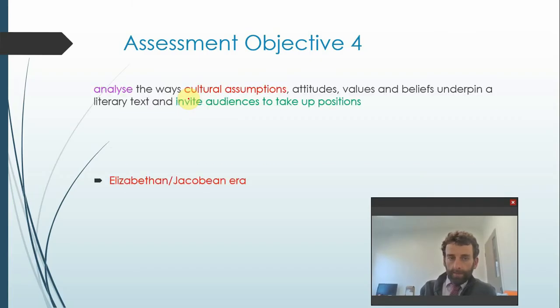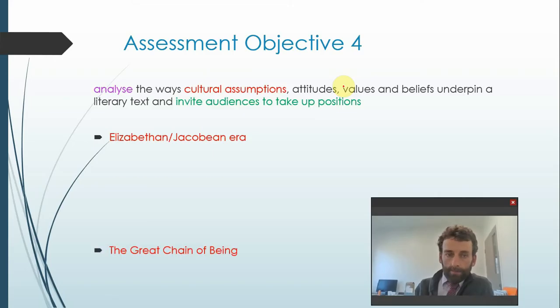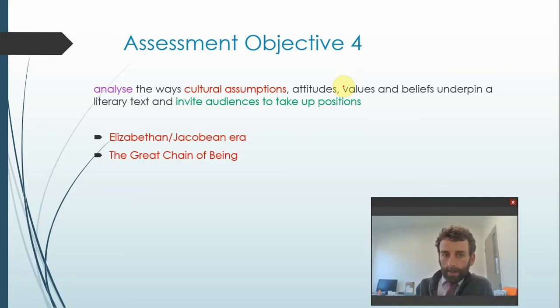So what do all of these different things mean? Cultural assumptions. In Macbeth, some of the cultural assumptions, you're looking at the Elizabethan and the Jacobean era, the time period in which Macbeth was written. We've got the Great Chain of Being, which is the understanding of kingship at that time in England. We've got King James's interest in witchcraft.